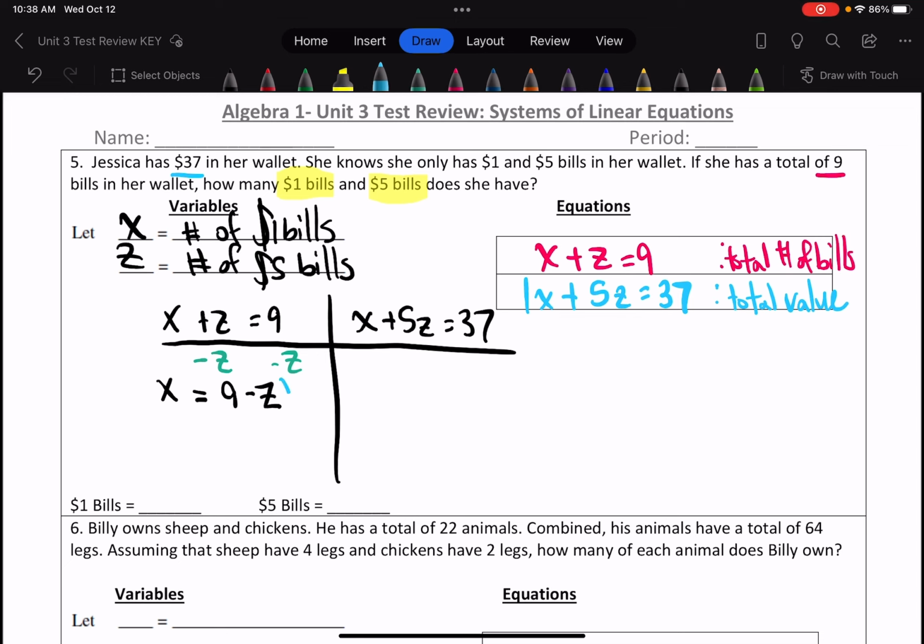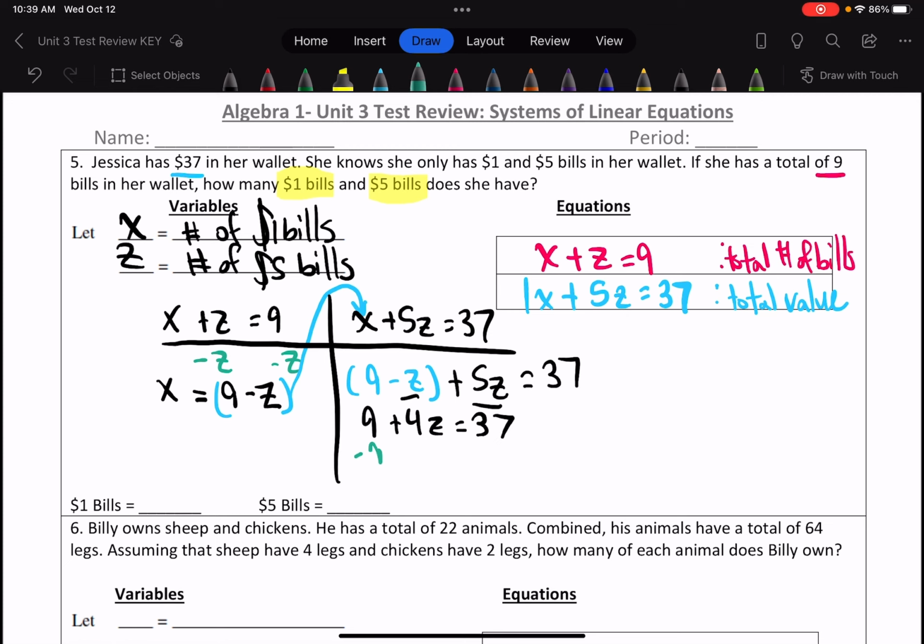I'm then going to replace this value with x in the second equation. So I have 9 minus z plus a 5z is equal to 37. Since the x had a coefficient of 1 in the second equation, I don't need to distribute anything. So I can combine negative z plus 5z to give me 9 plus 4z is equal to 37. I can subtract a 9 from each side.